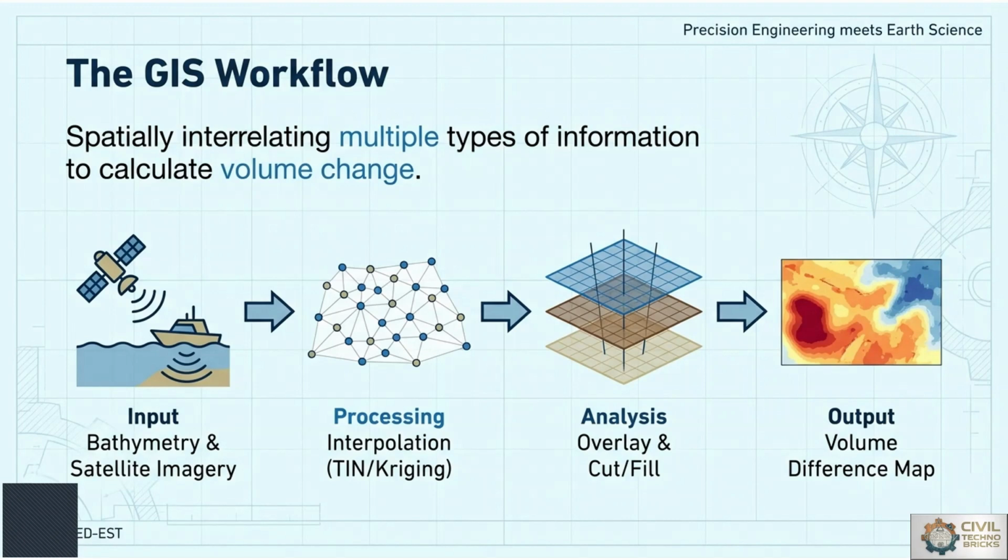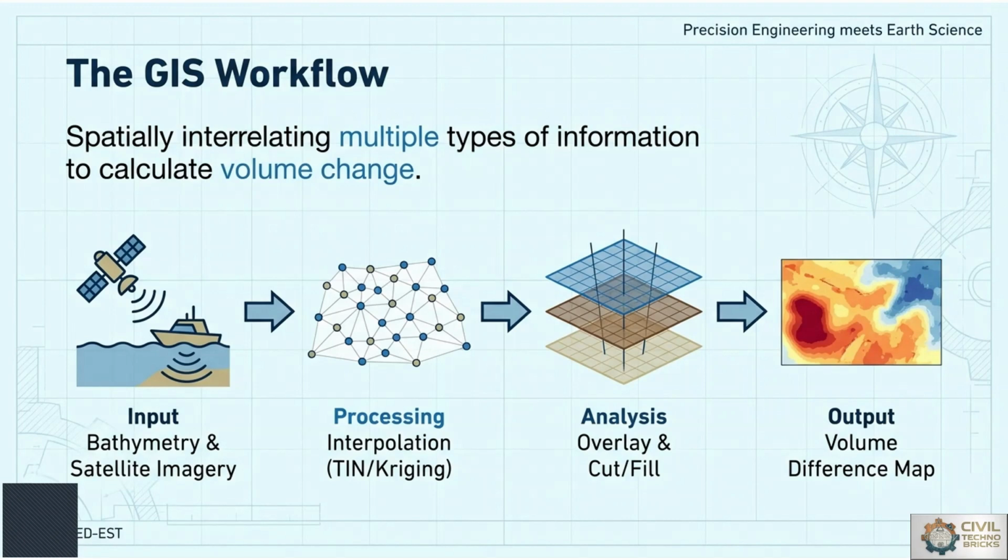At the third part, the overlay or cut and fill spatial analysis phase, different data layers such as the original ground level and the current sedimentation level are stacked or overlaid. Using cutting and filling analysis, or cut-fill analysis, the GIS software calculates the difference between these layers to determine the exact volume of material added or removed. Material added means filling, material removed means cutting.